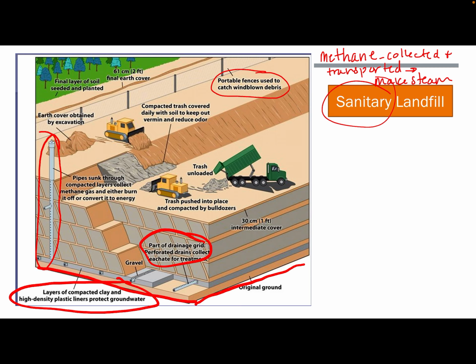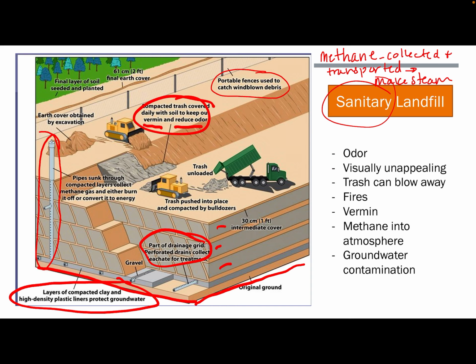You're also going to notice that it kind of looks like a layer cake, but it's a garbage cake. So they push the trash into place, and then daily it gets covered up with soil. So this reduces vermin and reduces odors. So you can see it makes like little layers, like a 7-layer cake of garbage.